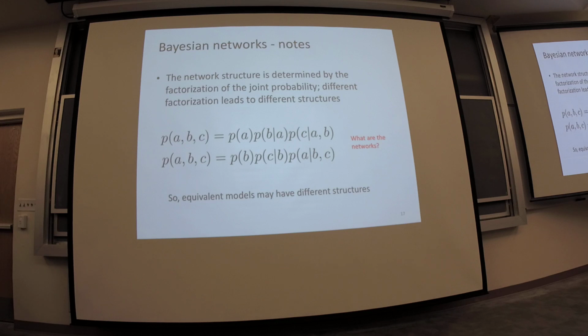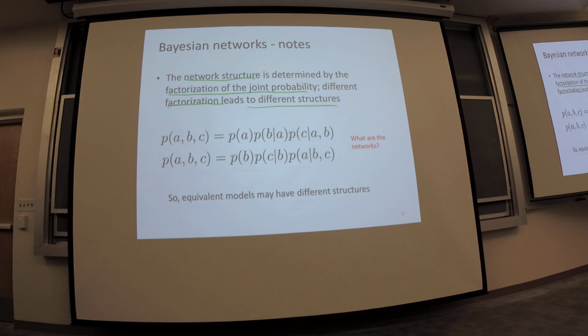Okay. Here are some notes you should be aware of when you construct Bayesian networks. First, the network structure is determined by the factorization of the joint probability. That means different factorizations lead to different structures, right? Even if they express the same joint probability, if you choose different factorization structures, you may end up with different network structures.